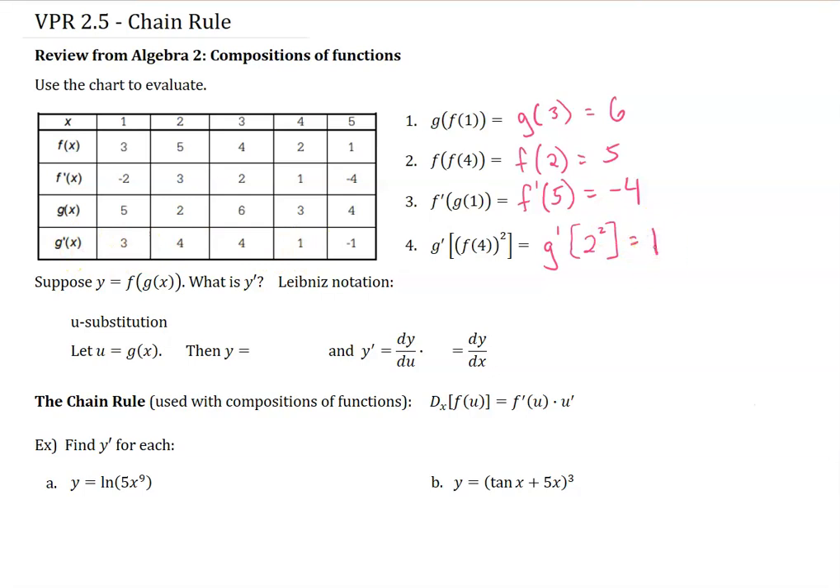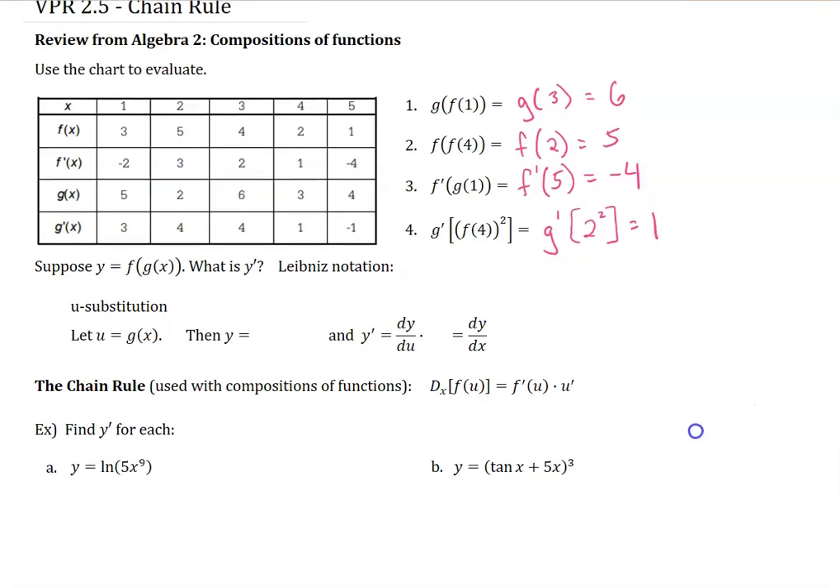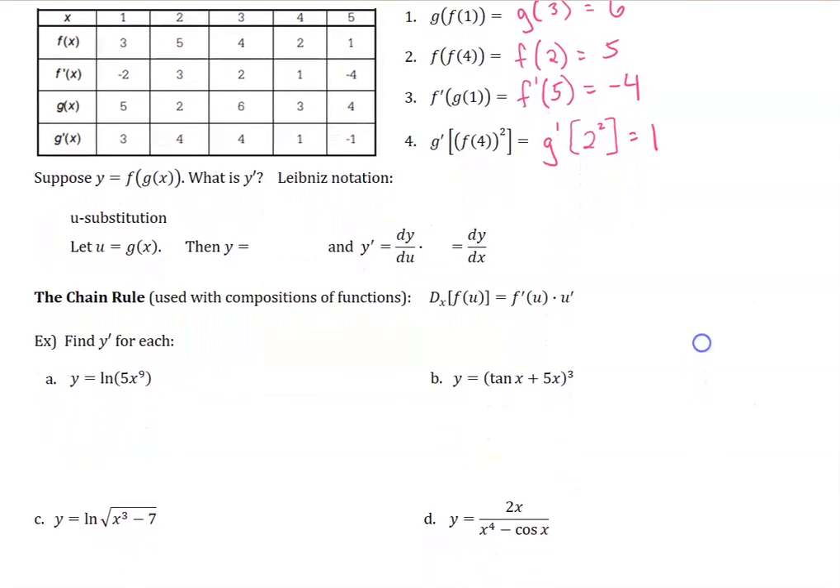Okay, so hopefully you got these. Knowing how to evaluate compositions of functions is going to be immensely helpful with finding derivatives with the chain rule. Okay, so how do we find derivatives of a composition of functions? So let's say that our function is y equals f of g of x, and we're looking for what y prime is. Okay, first thing I want to cover to get to that is Leibniz notation.